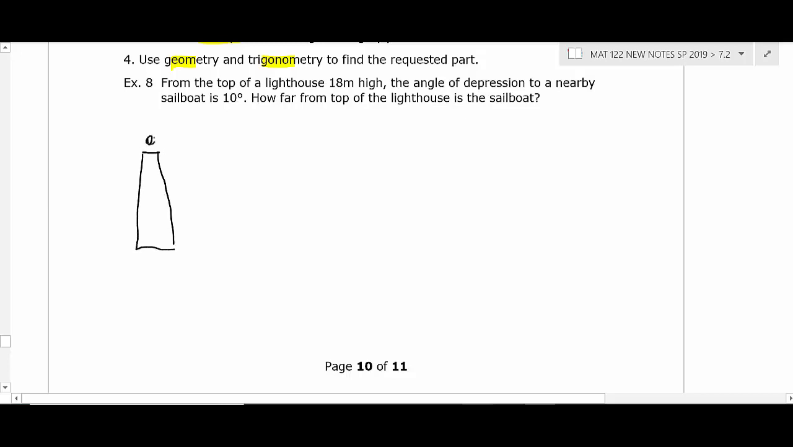So here's my lighthouse, like that. So we have that. Now, from the top of that lighthouse, somewhere in here, you see a sailboat down below you somewhere. So here is my pretty artistic sailboat.